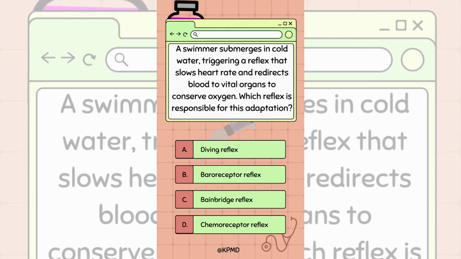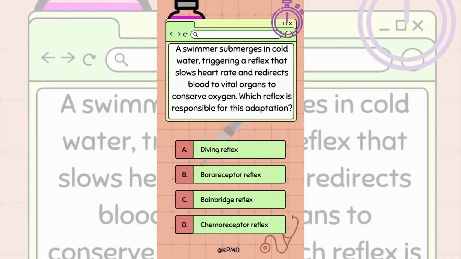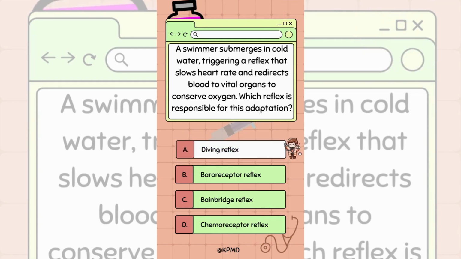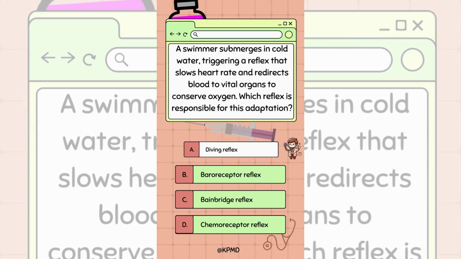A swimmer submerges in cold water, triggering a reflex that slows heart rate and redirects blood to vital organs to conserve oxygen. Which reflex is responsible for this adaptation? Correct answer is A, diving reflex.